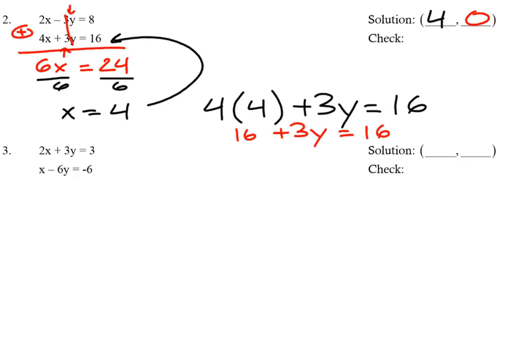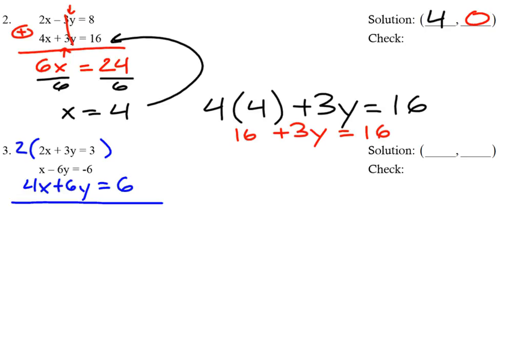So moving on to problem 3, I have a little bit of a problem. And that is my x's don't match up, and my y's don't match up. So I have to use a little bit of algebra here. I notice that I have positive 3y and negative 6y. And those are very close to being the same thing. So I'm going to double my top equation, like this. And that's going to give me 4x plus 6y equals 6.